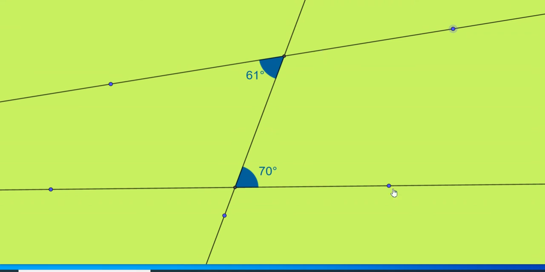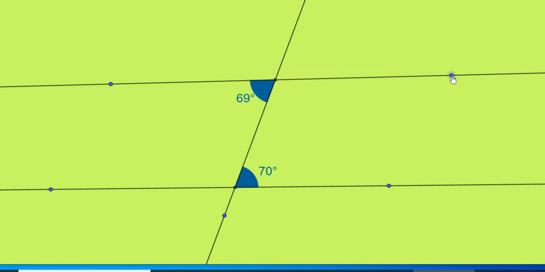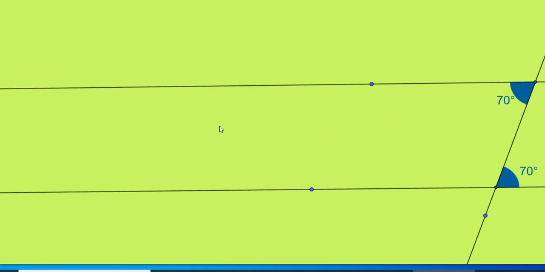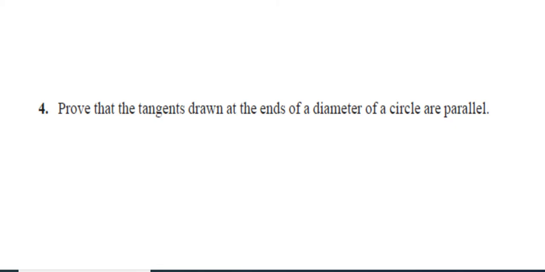Here are two lines intersected by a transversal, making alternate interior angles of 61 degrees and 70 degrees. These two angles are alternate interior angles. Now, if the angles become equal, what happens to the lines? You can see these lines are parallel. So, when alternate interior angles are equal, the lines are parallel. Now let us solve this question.